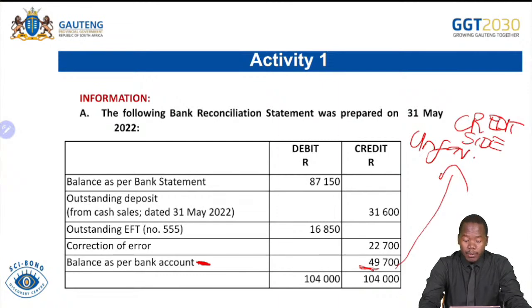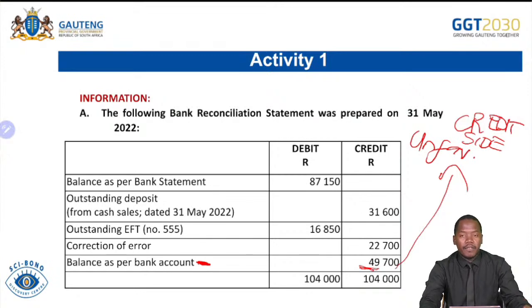Remember, the first question, the second point on our question was saying do the bank account. You will have to take your debit figures, that is 87,150 plus 16,850, and then you subtract 22,700, that is on the credit side, correction of error. You also subtract 31,600. Then you get your 49,700. What are we learning here, grade 12s? We use the previous bank reconciliation to get an opening balance of the bank account.